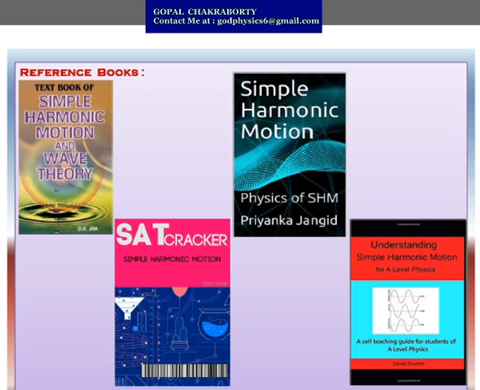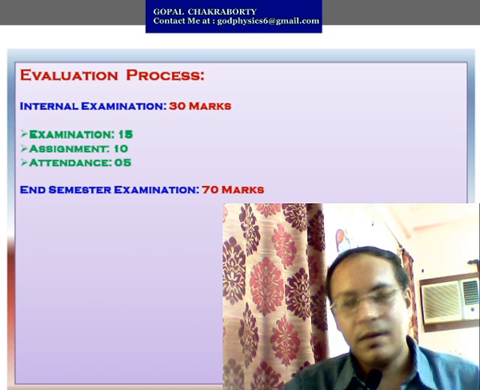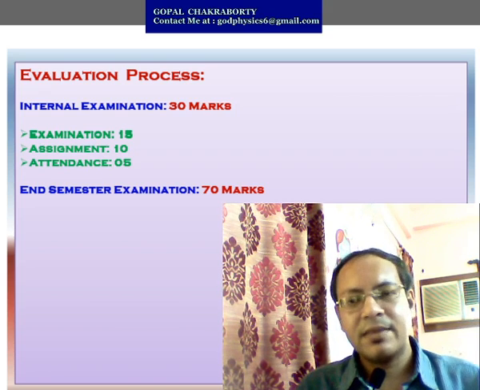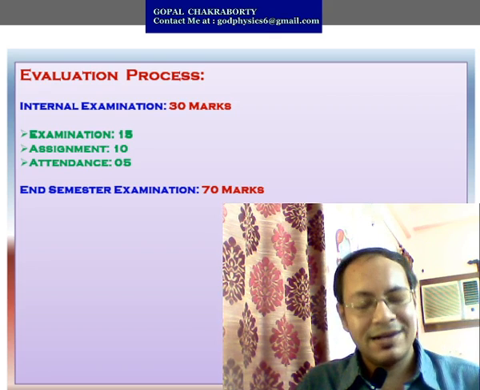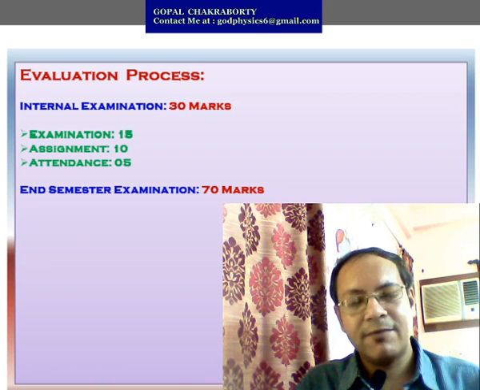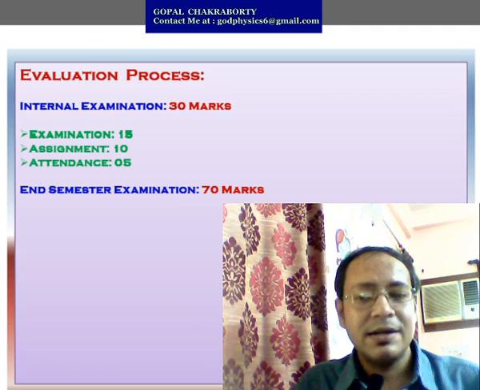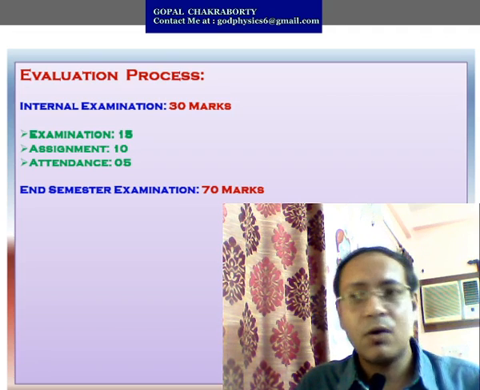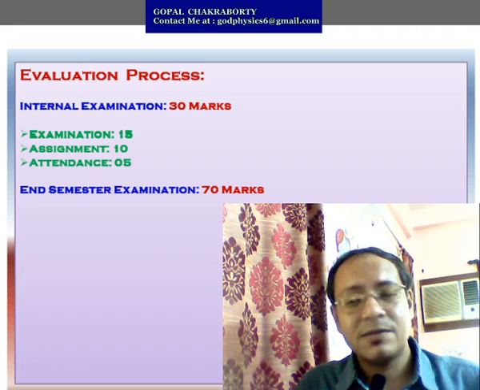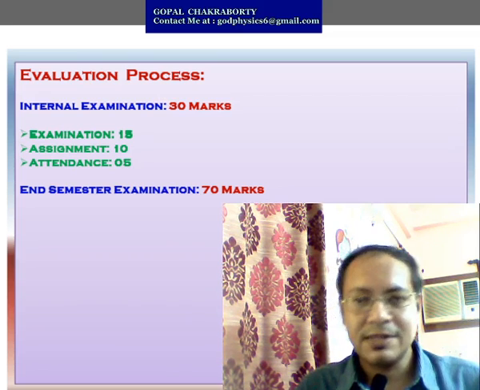Now these are the important books that you can refer to or consult. The evaluation process is the same. Your internal will be for 30 marks and your external will be for 70 marks. The internal examination will be held for 15 marks, with 10 marks for assignment or quiz and 5 marks for attendance. This is the marks distribution for your evaluation for this subject, Physics 1.